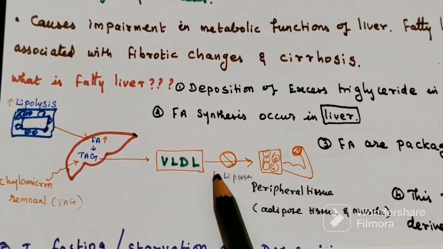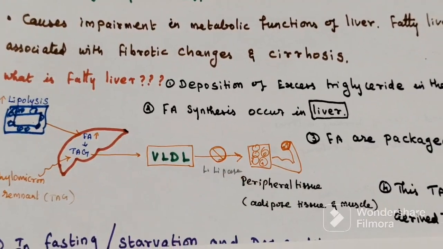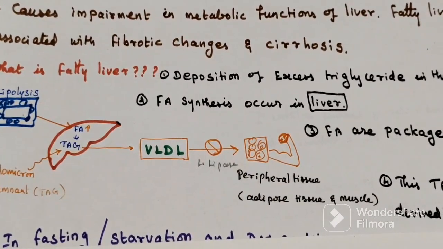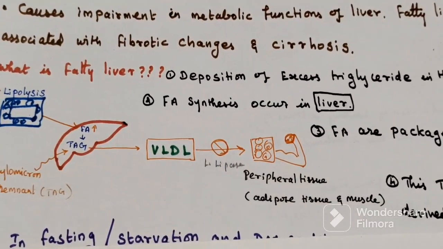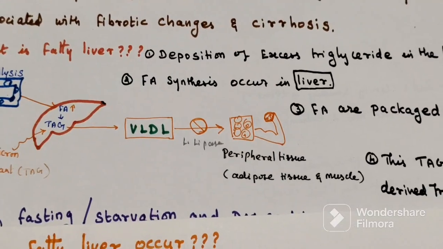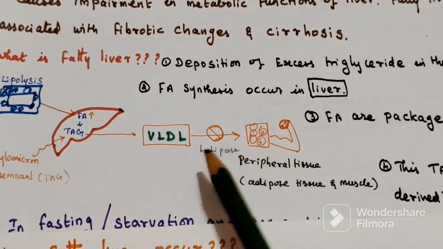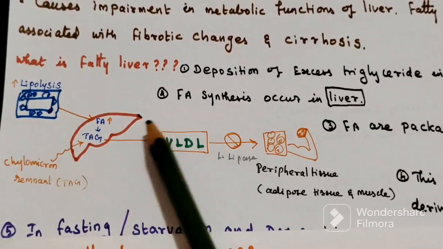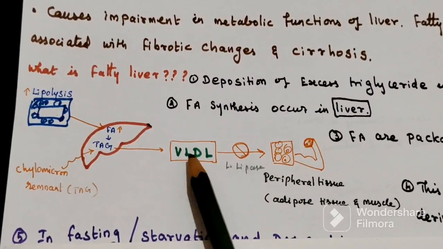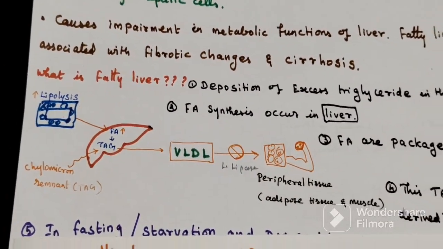Here the lipoprotein lipase enzyme is absent, so VLDL cannot be transmitted to peripheral tissue. In this condition, the excess deposition of triacylglyceride in hepatocytes leads to fatty liver. If it is transmitted, it does not cause fatty liver, but here it is deposited. Since lipoprotein lipase is not present, the VLDL is again transmitted to the liver, so it causes fatty liver.